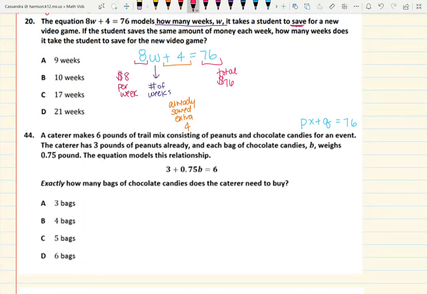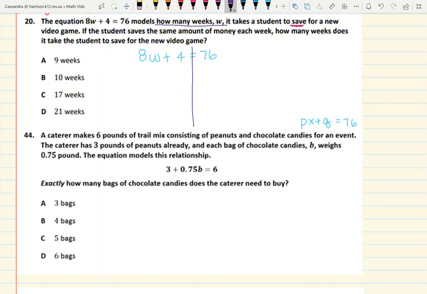Okay. So now that we understand what this equation is saying, let's try to actually solve this and figure out how many weeks W it is, like it says here. If the student saves the same amount of money each week, $8 each week, how many weeks does it take the student to save for the new video game? So let's go through and solve this and find W, the number of weeks. All right, I always start with drawing a line through my equal sign so I can differentiate between the right side and left side of my equation.